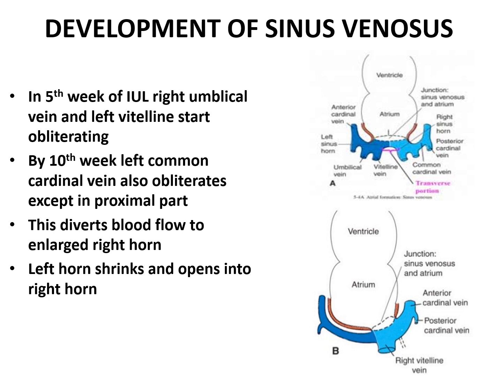At around the fifth week of intrauterine life, the right umbilical vein disappears. At the same time, on the left side, the vitelline vein also starts obliterating. And in the 10th week, the common cardinal vein on the left side also obliterates. That leads to the shifting of blood flow from the left side to the right side, more on the right side. So the right horn of the sinus venosus becomes enlarged as compared to the left, and it appears as if the left horn of the sinus venosus is opening into the right horn.